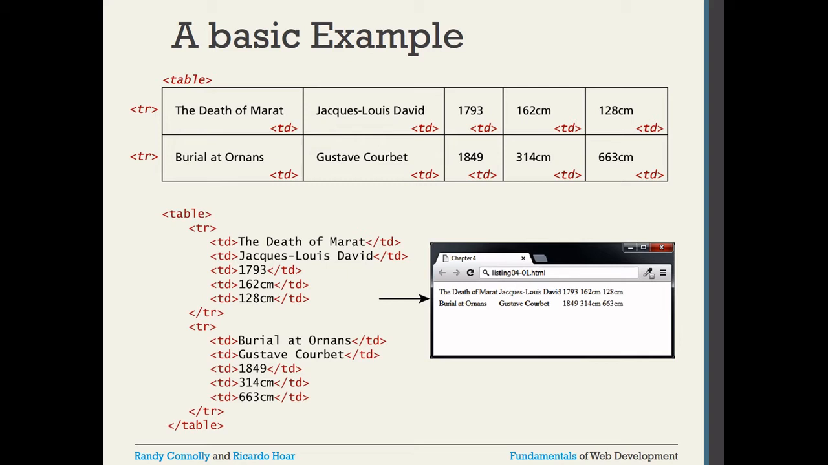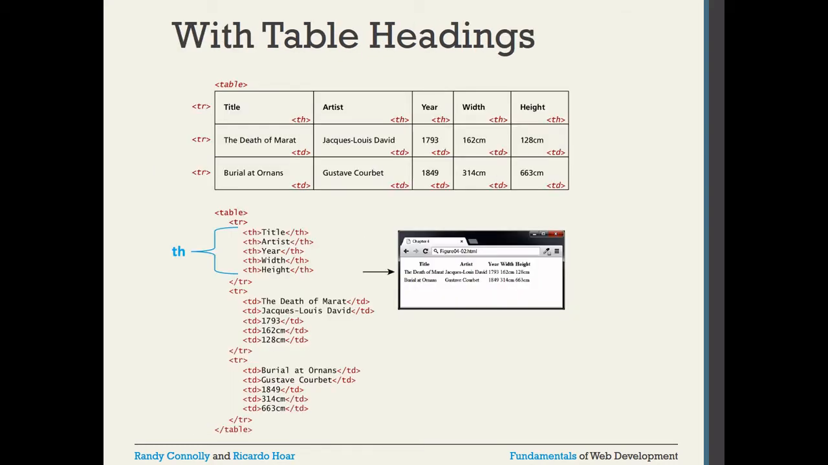The border is one of the attributes of the table tag, and we have to specify border equal to how much: 1 px, 2 px, 3 px, whatever you want. So you got the idea. First table, then TR, then TD.